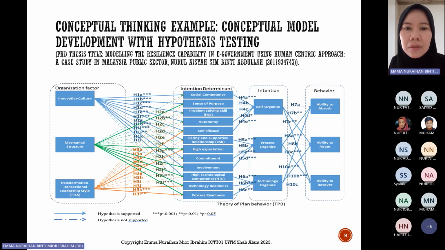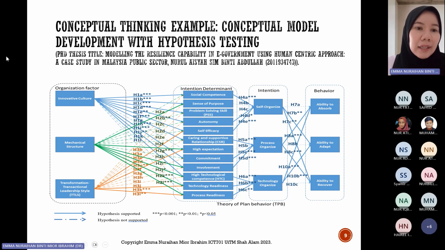So another one, ni complicated lah. Ni sangat complicated. So conceptual model development with hypothesis testing. Modeling the resilient capability in e-government using human-centric approach, a case study in Malaysia public sector. She's also graduated already. So you tengok sini ya, the basis of the model ni, dia ada banyak concept formation, organization factor. Dia kata, what influences human-centric ni untuk modeling resilience capability. Dia resilience capability ni maksudnya how effective is the data recovery planning lah.